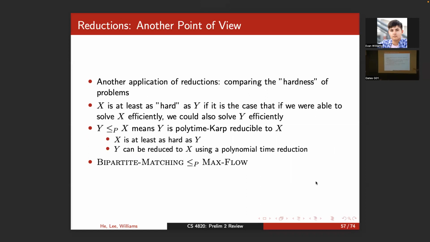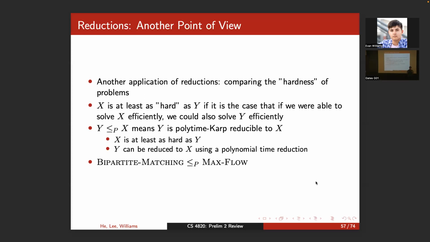All right, so this is another application of reductions. These polynomial time Karp reductions are the same thing that we're doing for max flow min cut reductions. It's just applied in a different context, right? So we say that X is at least as hard as Y if, when we're able to solve X efficiently, we could also solve Y efficiently. In other words, if we can use X as a routine to solve Y, then X must be at least as difficult as solving Y, right? So we say Y is polytime Karp reducible to X, with the less than or equal to notation with a P, and this means that X is at least as hard as Y, right?